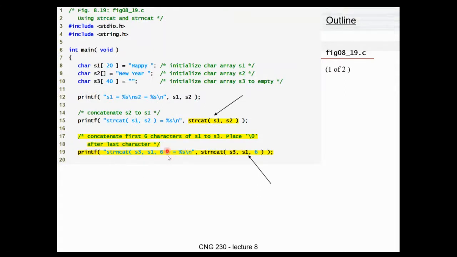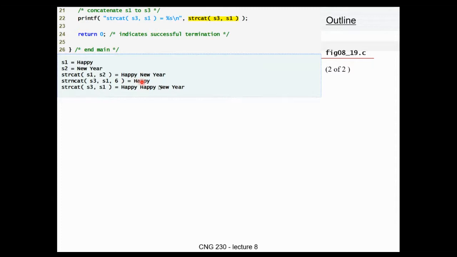Here we mention exactly how many elements we want to add from S1 to S3. How did I understand? This is not comparison. This is not, for example, copying from this function. The name of the function we should remember. So we add 6 characters of S1, which is 1, 2, 3, 4, 5, 6. So the whole thing, happy, will be added to S3. But S3 was empty. So the new S3 would be exactly this word happy.